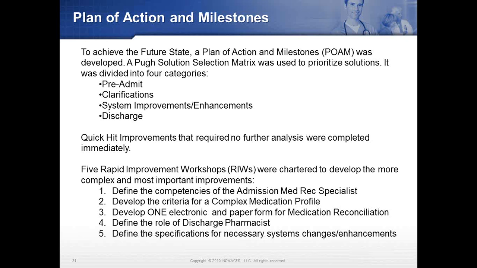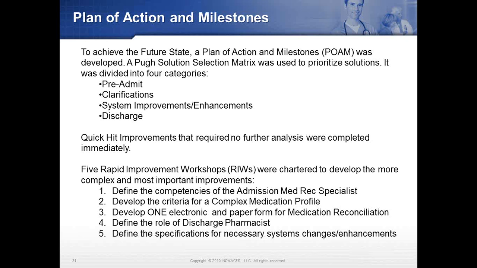It's based on an old tool called the Pew solution selection matrix, and it's used to prioritize solutions based on some criteria. So we divided those up into 4 categories, and quick hit improvements were done right then. And then there were 5 rapid improvement workshops chartered to develop the more complex and more important improvements.